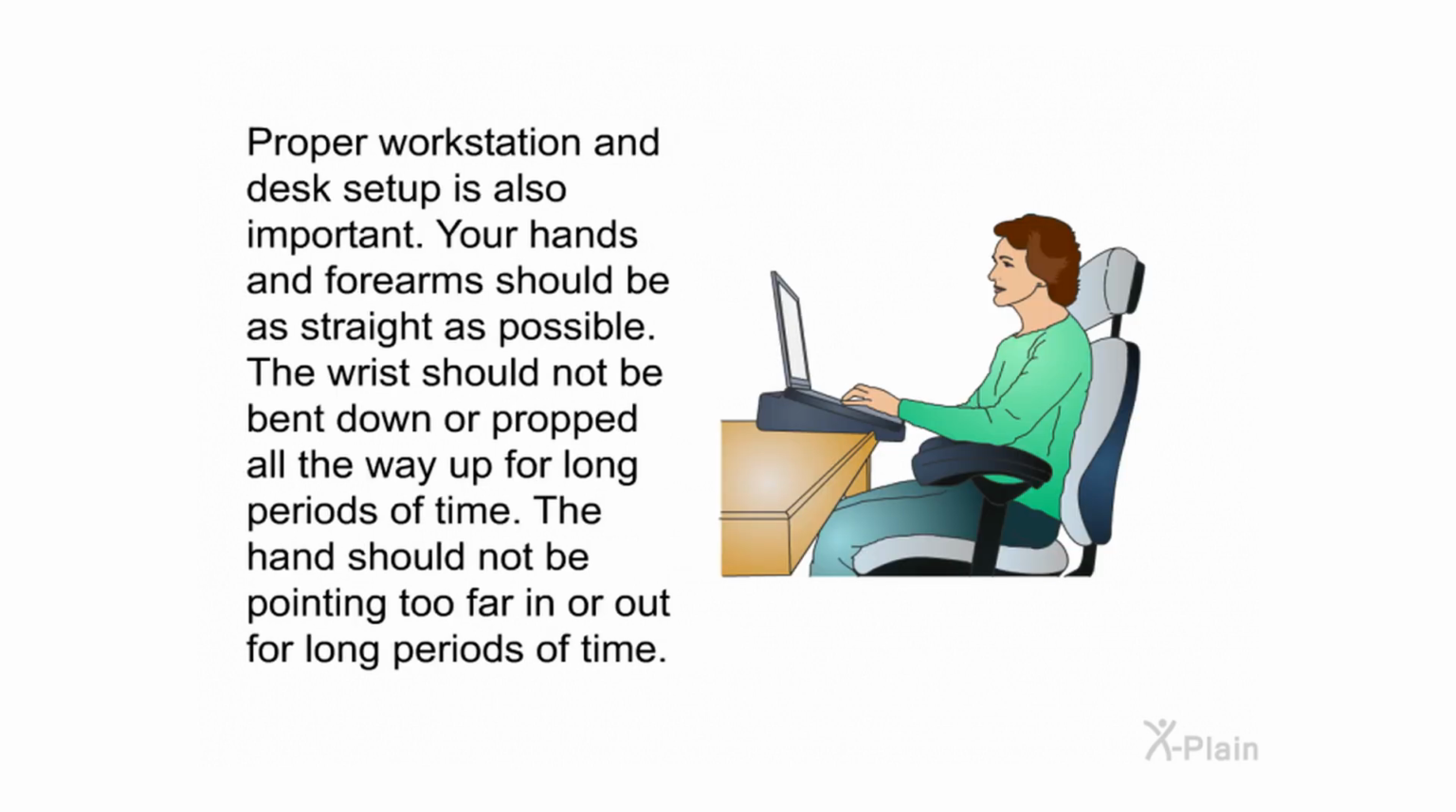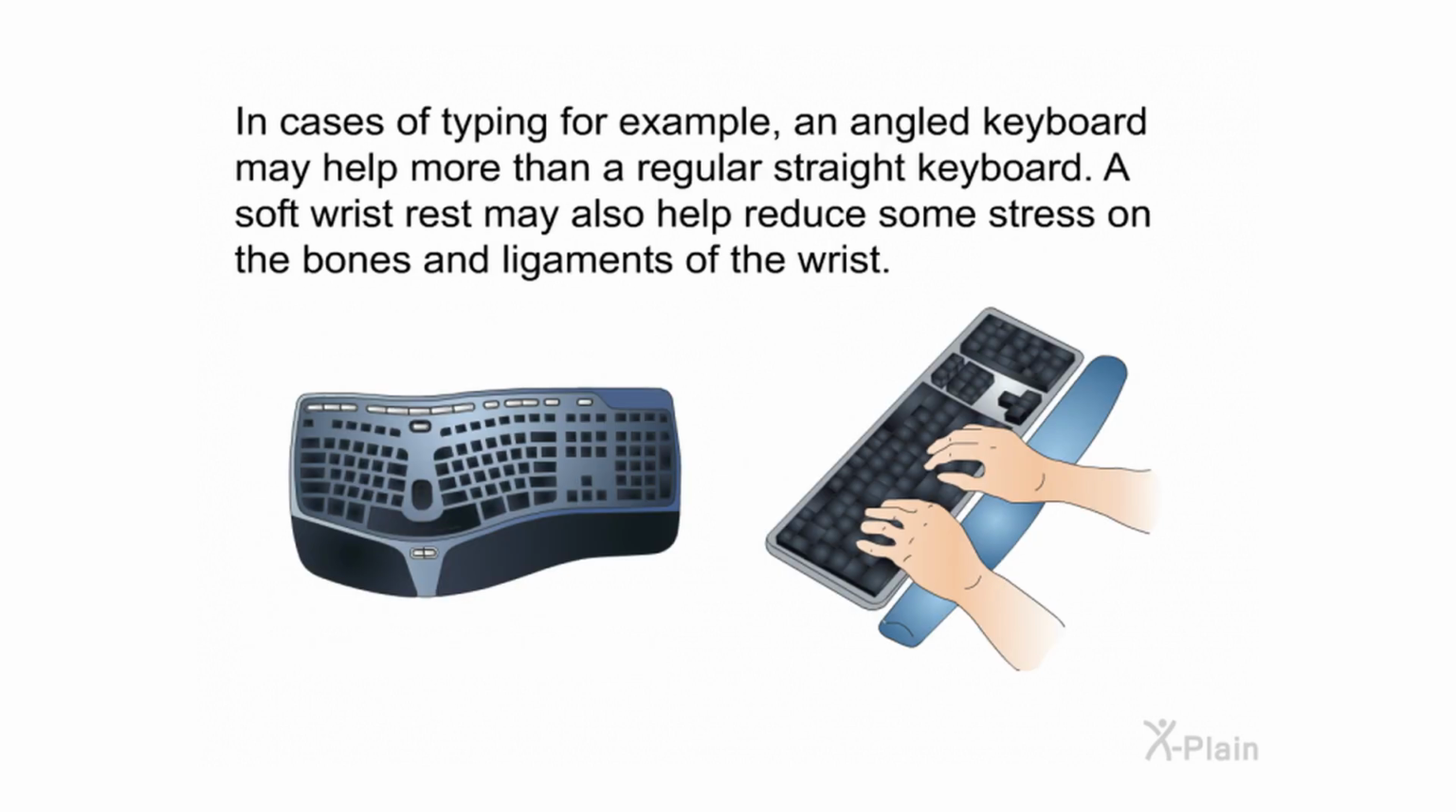Proper workstation and desk setup is also important. Your hands and forearms should be as straight as possible. The wrist should not be bent down or propped all the way up for long periods of time. The hand should not be pointing too far in or out for long periods of time. In cases of typing, for example, an angled keyboard may help more than a regular straight keyboard. A soft wrist rest may also help reduce some stress on the bones and ligaments of the wrist.